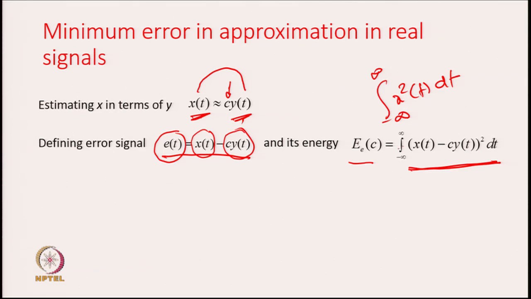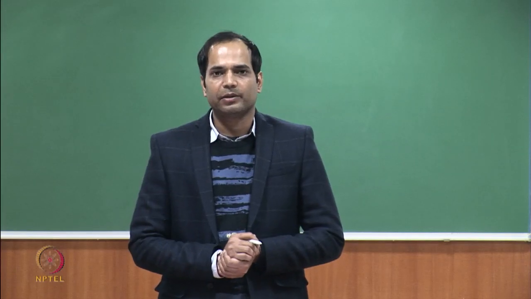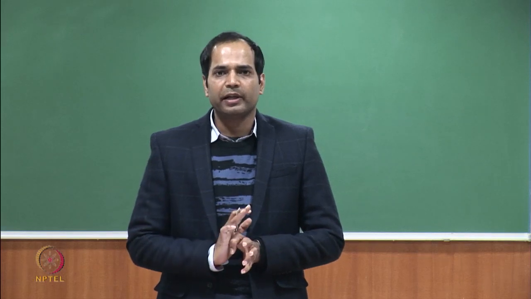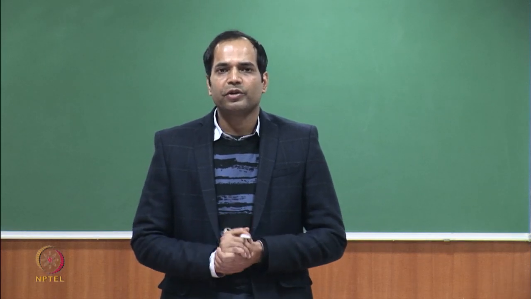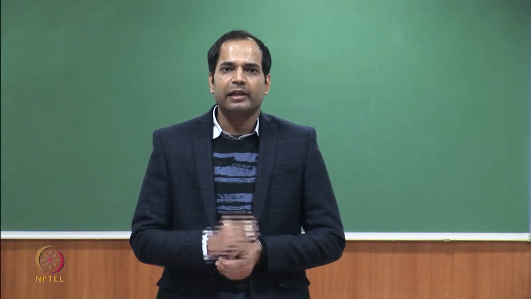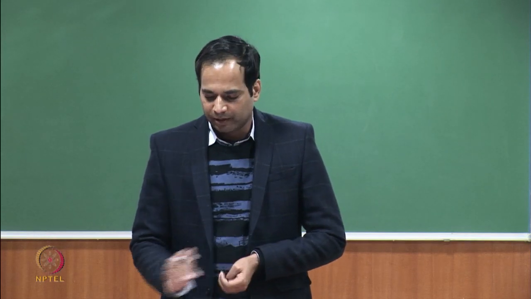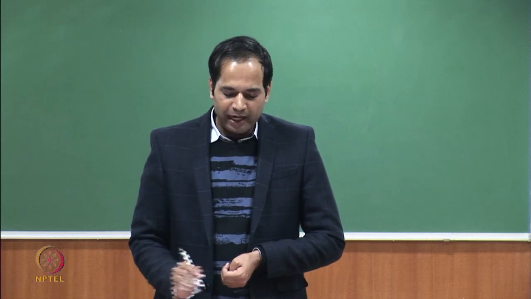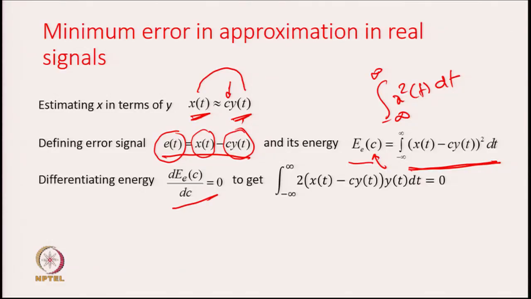Please note that this energy in the error signal depends on the value of c, and we are interested in the value of c for which the error signal is minimized. That means the energy in the error signal is minimized. For L2 waveforms, what is most important is the energy, and that is why we see for what value of c the energy in the error signal is minimized. To do that, we differentiate this quantity with respect to c, and when I make this derivative equal to 0, I can obtain the value of c.